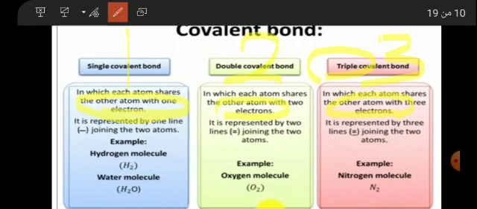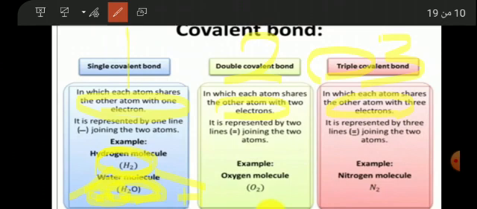Okay, is it clear? Examples: in single we have the hydrogen molecule H2, H and H, the two similar, and both non-metals. The water molecule H2O, the hydrogen is a non-metal and the oxygen is also a non-metal. The hydrogen molecule is a hydrogen atom plus a hydrogen atom, so we have two atoms of non-metals. The same idea with the water molecule, made of hydrogen and oxygen.